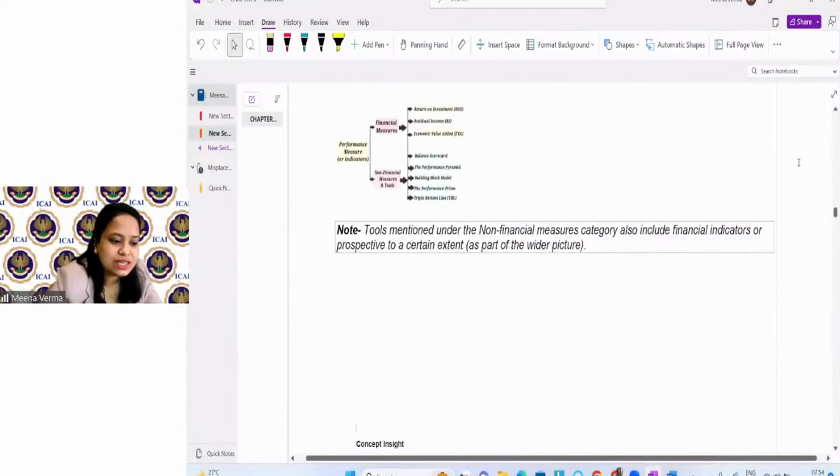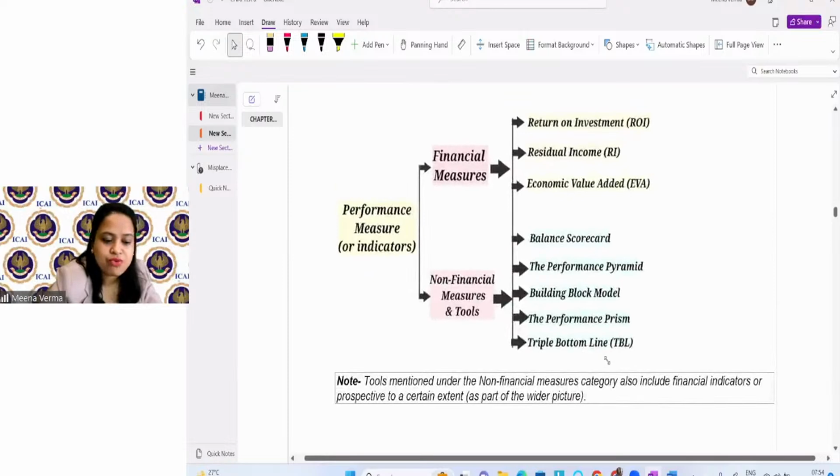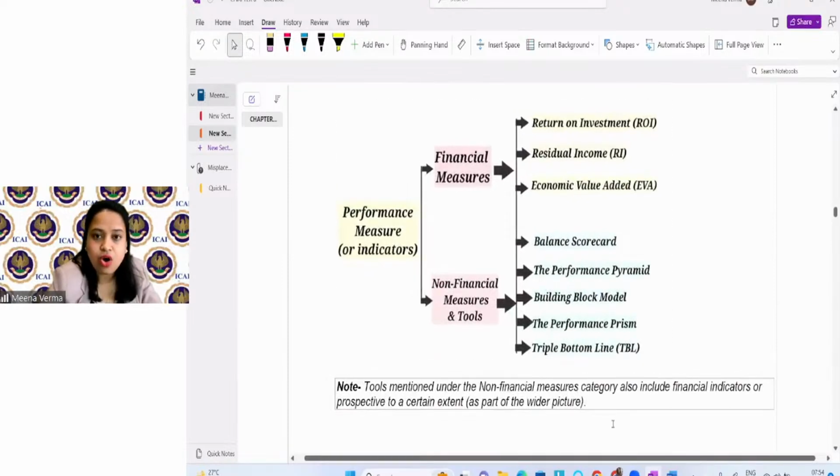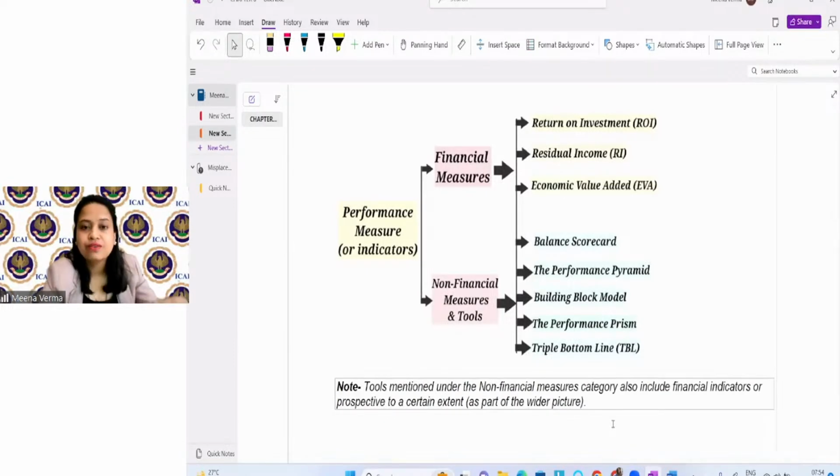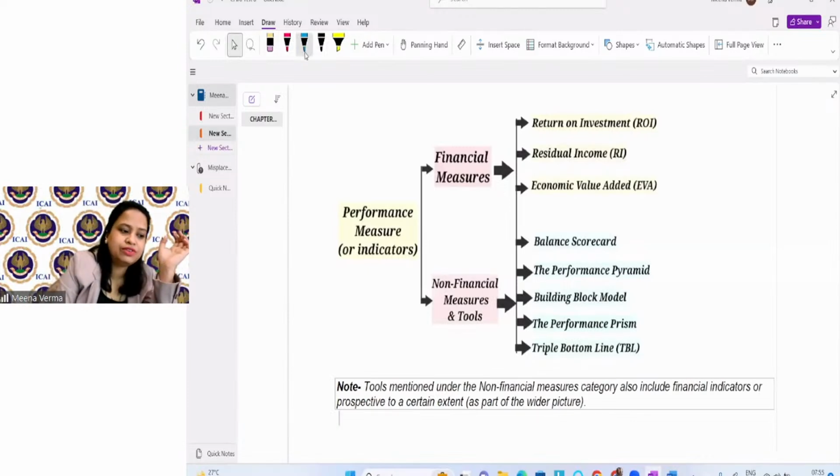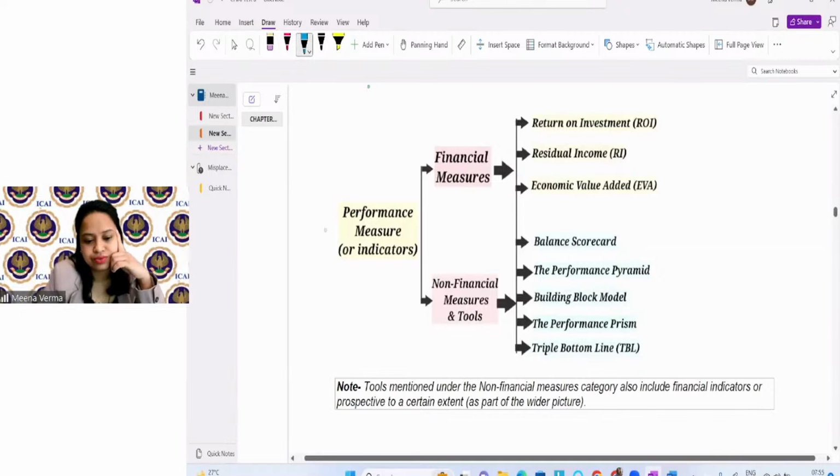Now, if you will see here, we have just discussed that when we are measuring the performance of these managers of the cost center, sales center, revenue center, profit center, investment center, we will not just see the financial factors. We will see the non-financial factors also. We will not just see the money.